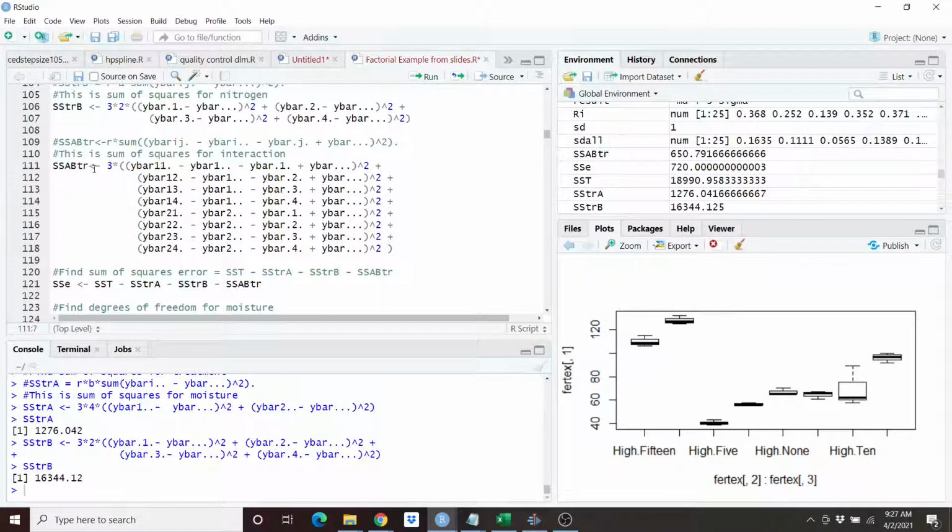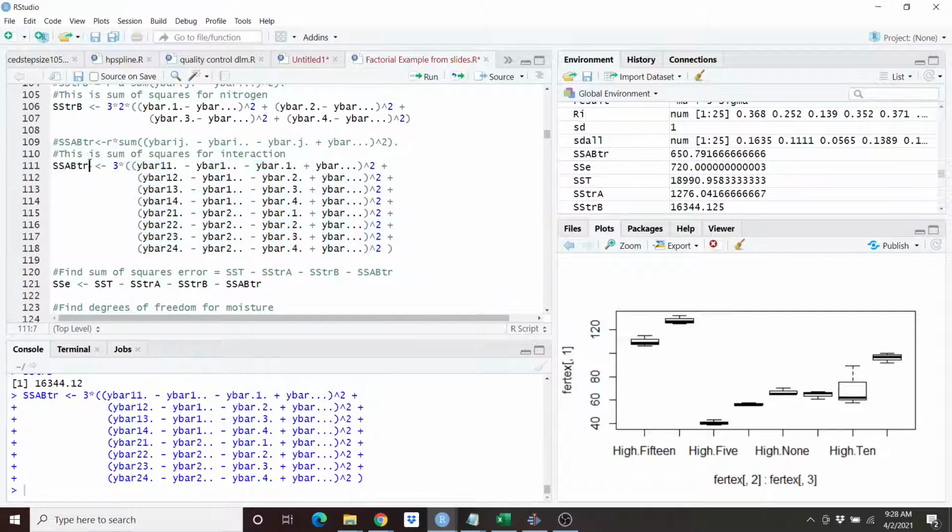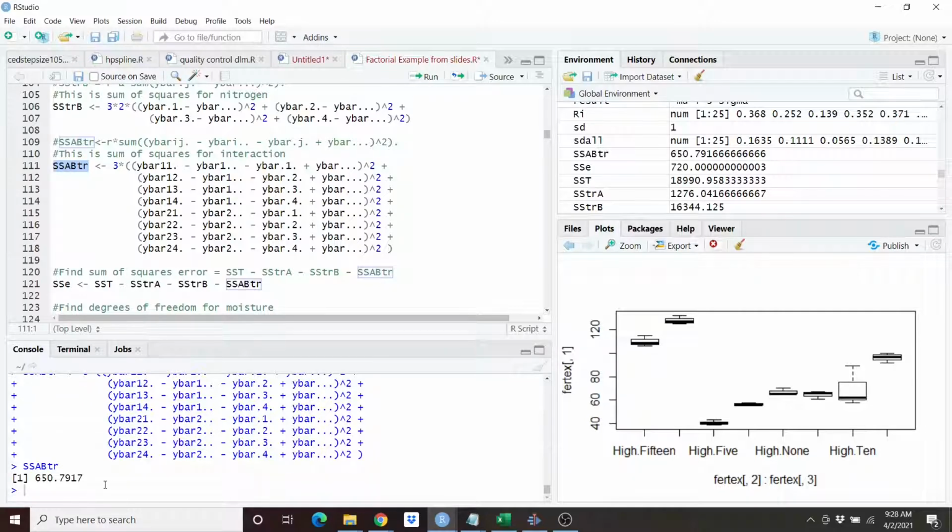Now I need the sum of squares for the interaction. For my sum of squares interaction, this is going to be the number of replications times, well, now I have to look at my individual cell means minus its marginal mean for factor A minus its marginal mean for factor B plus the grand mean, squared. I'm going to do this for each cell mean. I'm going to run this, and I'm going to get sum of squares interaction, which is 650.7917.